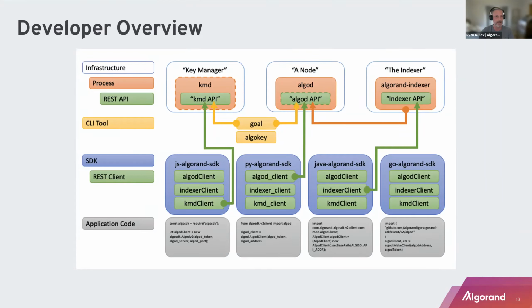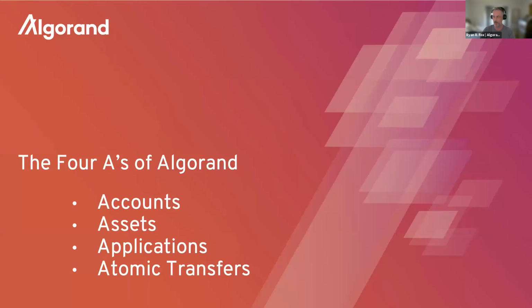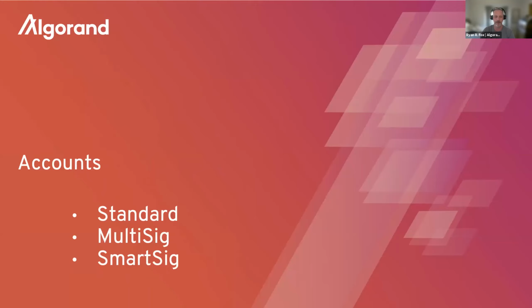All right. That is a bit about the overview of what we have to offer here in the Algorand development environment. Let's get into talking about the 4 A's of Algorand, which are accounts, assets, applications, and atomic transfers. We're going to go deeper on this. Russ went into the overview last week. We're going to try to dive into this.